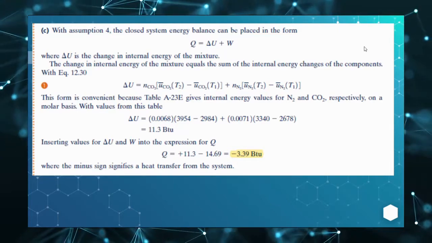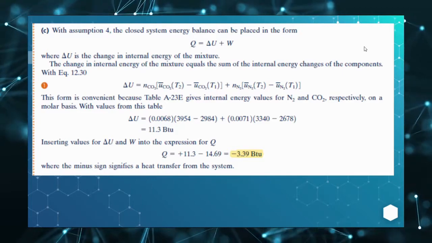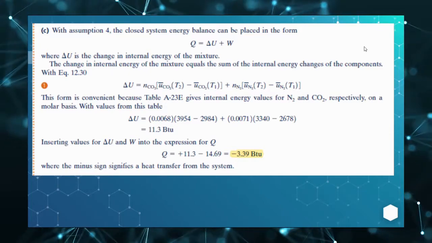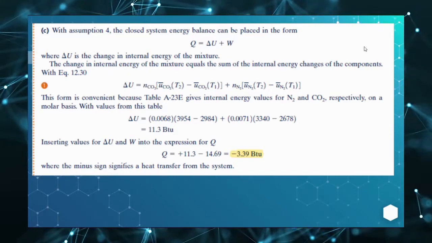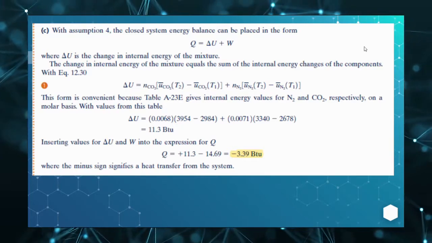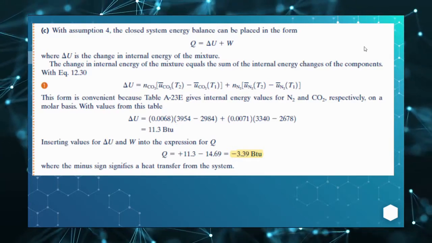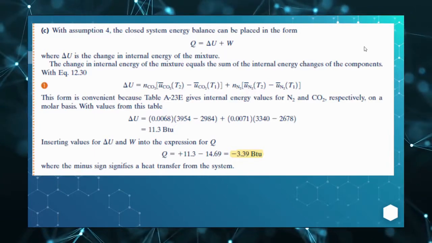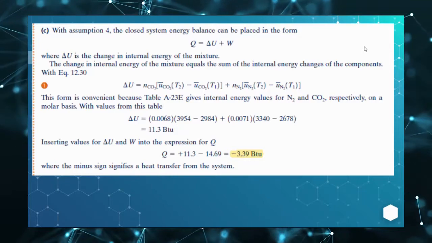Since we have all the values we need in finding the heat, Q is equal to positive 11.3 BTU minus 14.69, which is the work. So we can conclude that the heat is equal to negative 3.39 BTU, where the negative sign signifies a heat transfer from the system.